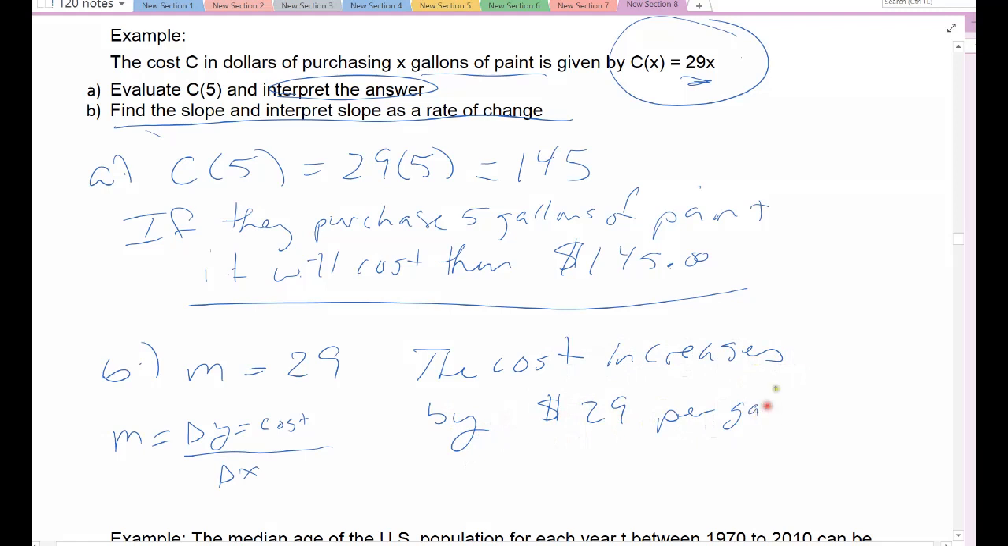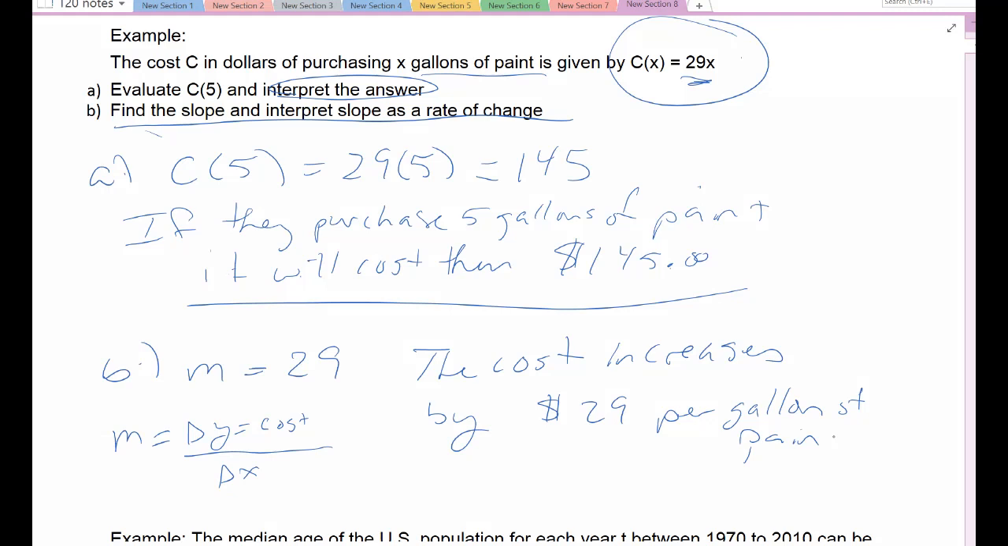per gallon of paint, right, that's the x value, right, so it's the change in the cost per the change in the x. The cost is dollars, that's a unit on it. The x is gallons, right? So it costs you $29 per gallon of paint. That's what the cost function, that's what the slope is telling you.